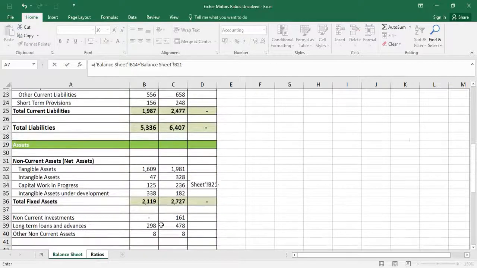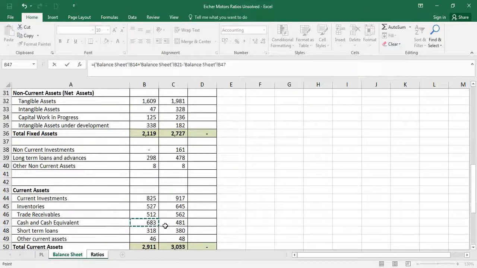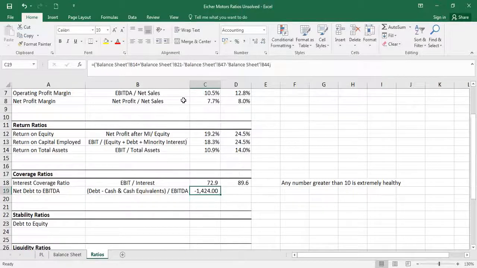Minus, what is the cash number? Cash and cash equivalents is given here, and current investments is also a cash equivalent. Current investments is investments in mutual funds and all, so that also has to be subtracted. So you find this number and you divide it by EBITDA.